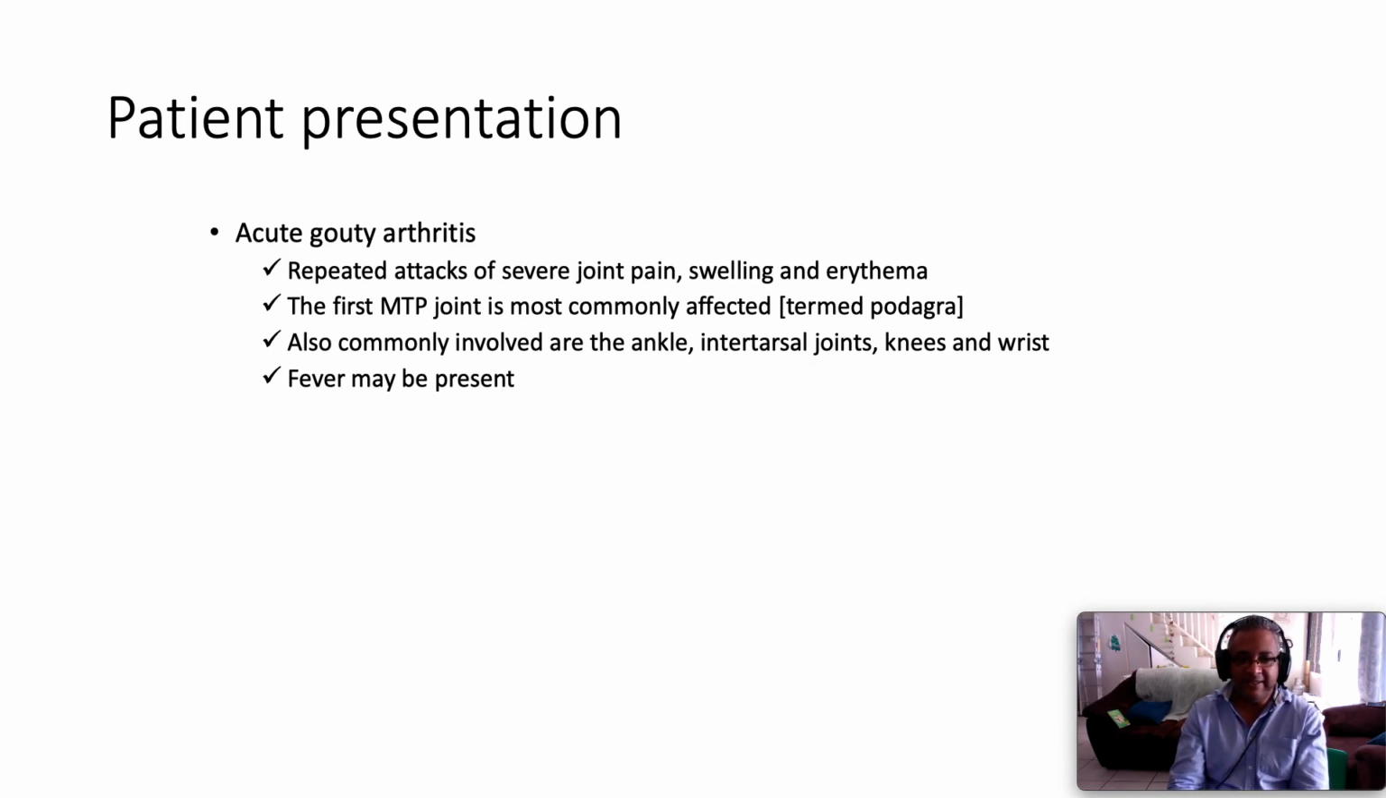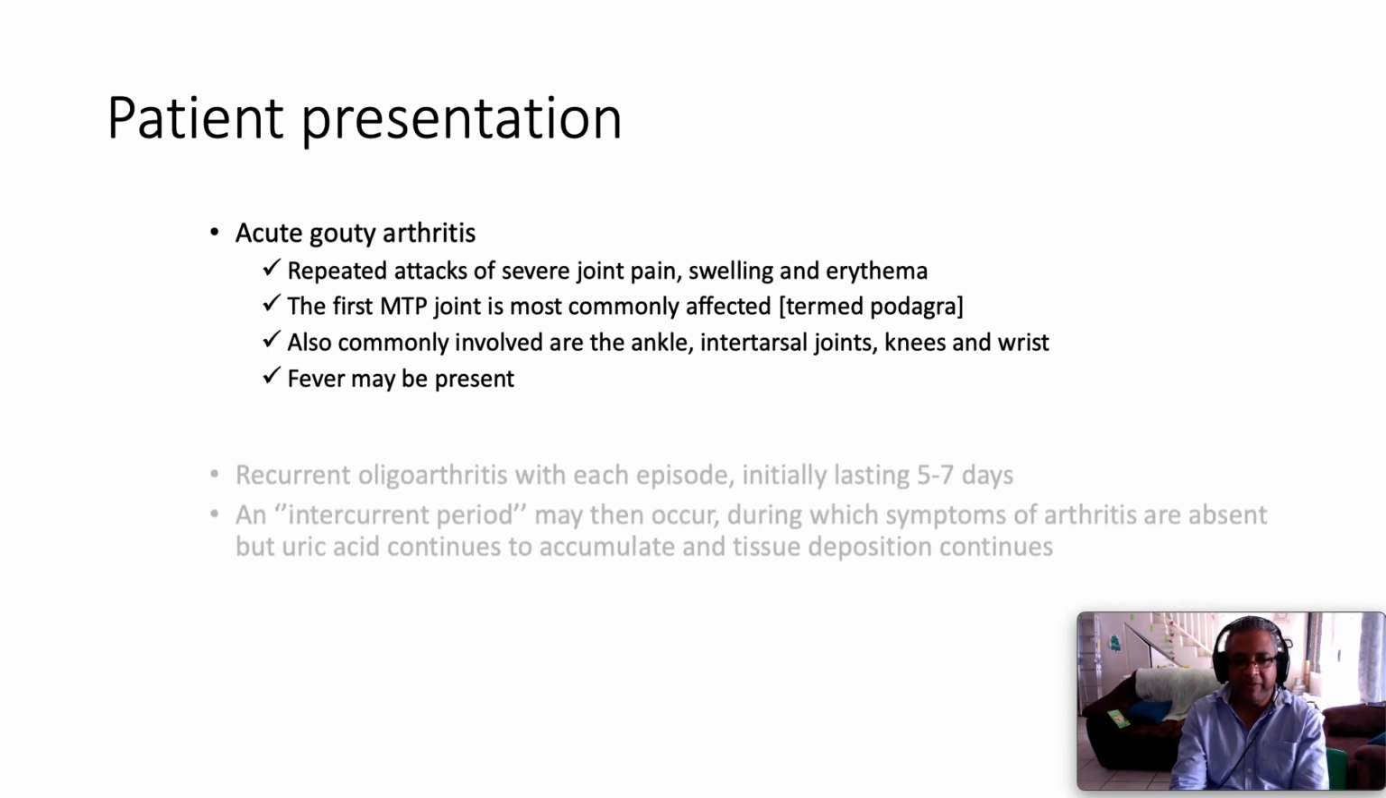Acute gouty arthritis is where we have repetitive attacks of severe joint pain, swelling, and erythema. And we already spoke about podagra, which involves the first metatarsophalangeal joint on the feet. And that is probably the poster child in terms of presentations for gout. Also commonly involved are the ankle, knees and wrists. Fever may be present.